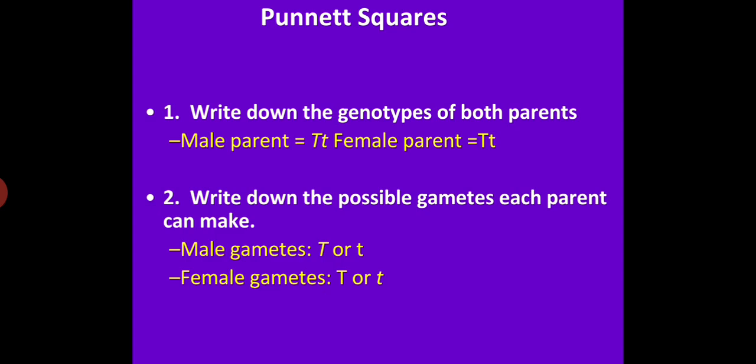Write down the genotypes of both the parents. The male parent in the F1 generation possesses a capital T and small t, while the female parent also possesses a capital T and small t. Write down the possible gametes each parent can make. The male gamete possesses either a capital T or a small t. The female gametes also possess either capital T or small t.